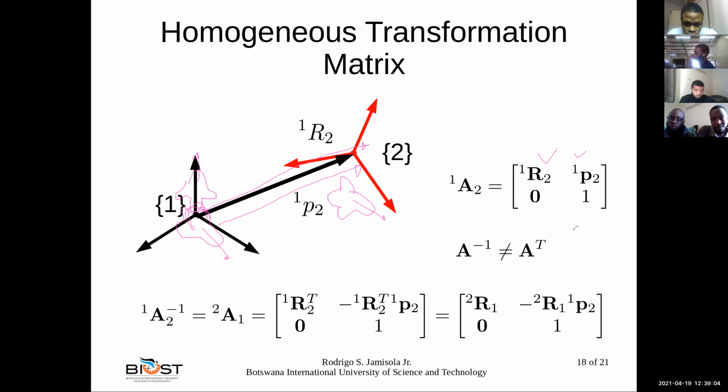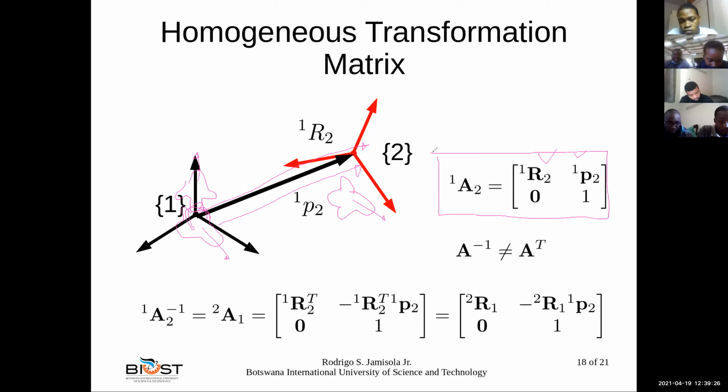So the good thing about the transformation matrix is now you're not dealing with rotation and position separately. You are dealing with them at the same time. So now instead of rotation separate and position separate, you have a transformation matrix A where the rotation and the position are together.